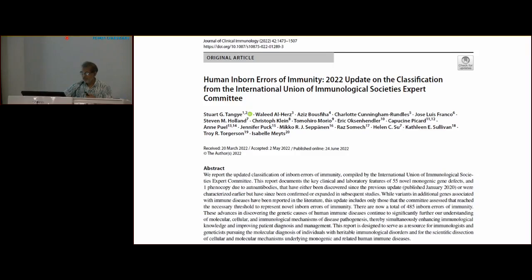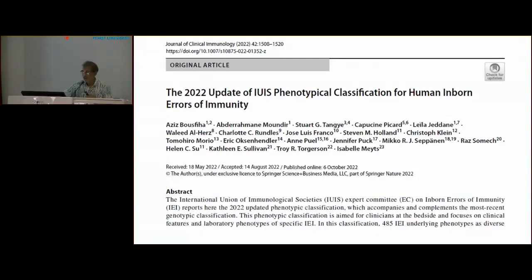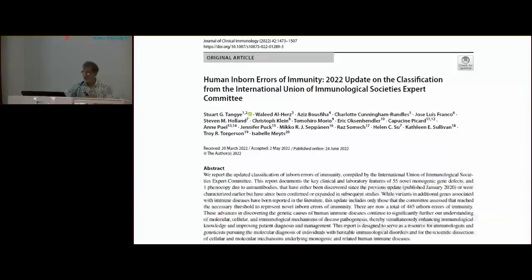So this is another article, which actually provides algorithms for the classification of these disorders. These two publications are very important if you want to go through what the disorders of inborn errors of immunity are about.